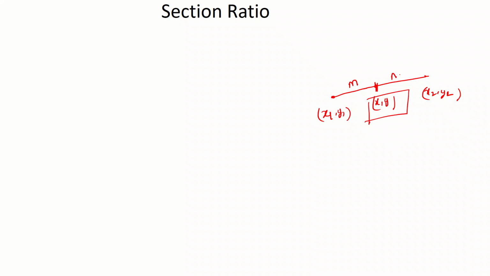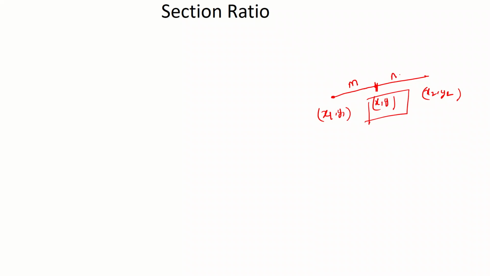Okay, section ratio. Section ratio means that suppose you are given 2 points. Let's again take these as x1, y1 and x2, y2. So these are my 2 points, and let's join these 2 points. Suppose there is a third point which we call x comma y. This point divides this line segment in the ratio m is to n. We need to find out the coordinates of this point.